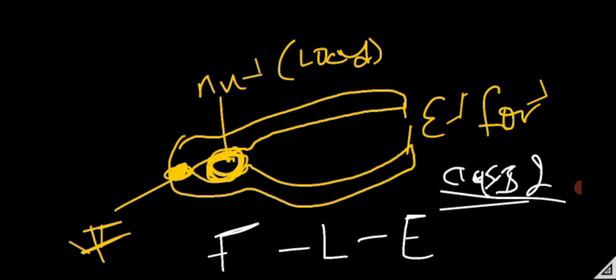Are you getting it? Other examples of class 2 lever are your bottle opener. You can research them on your own. If we want to do more examples, we won't have time here, but let me just sketch how your bottle opener looks like. Okay, so this is the bottle.